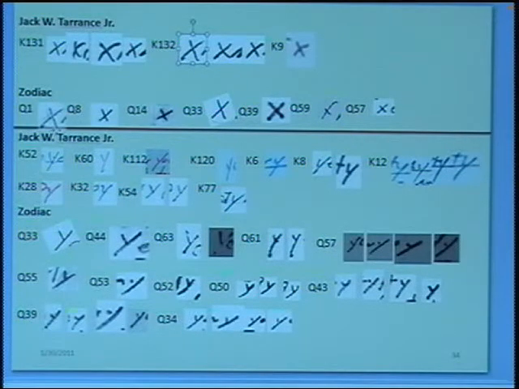Placement of those bars are identical. That one's a little off. We know that one's on. And that one's a little off.